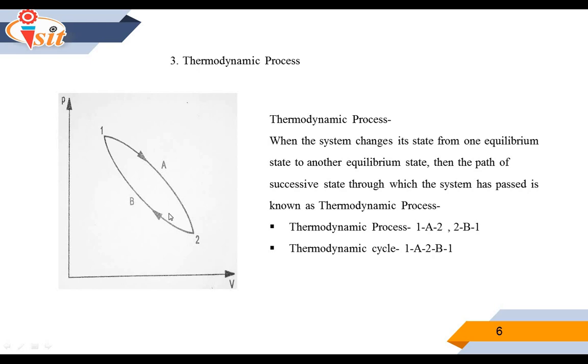That's why this is a cyclic process. In this figure you can see there is a thermodynamic process from 1 A 2 and again 2 B 1. This is the thermodynamic process, and the thermodynamic cycle is the complete cycle. The cycle starts from 1 A 2, again 2 B 1, that is, it starts from 1 and ends again at 1. This is the complete cycle, 1 A 2 B 1. So this is called a thermodynamic cycle.